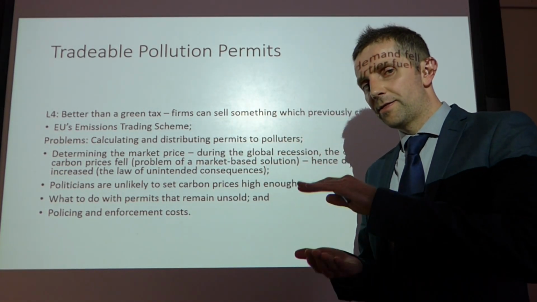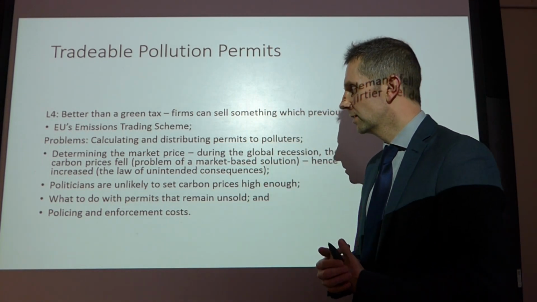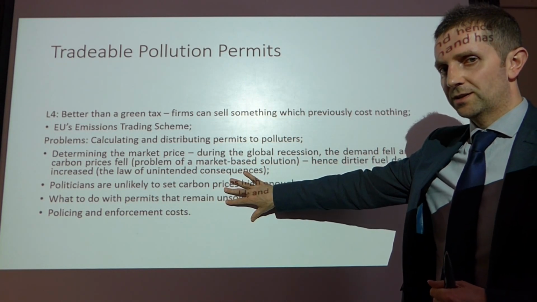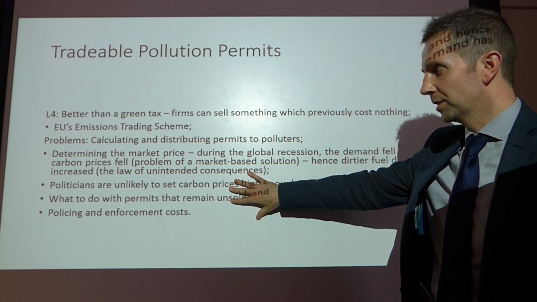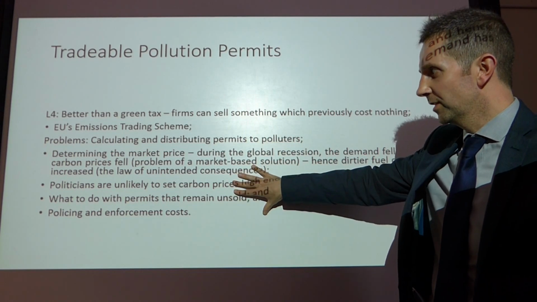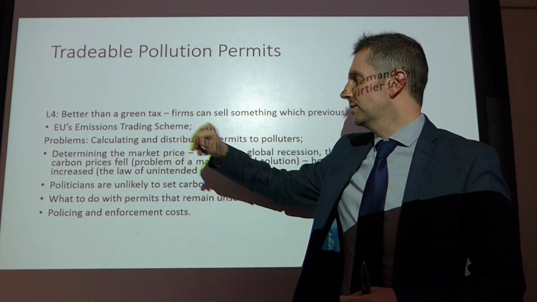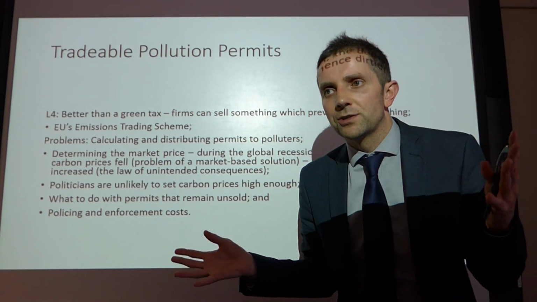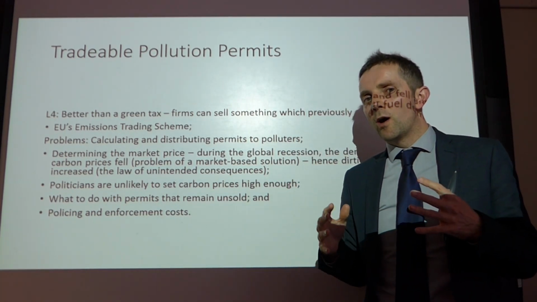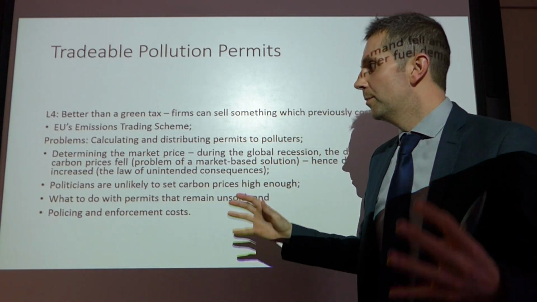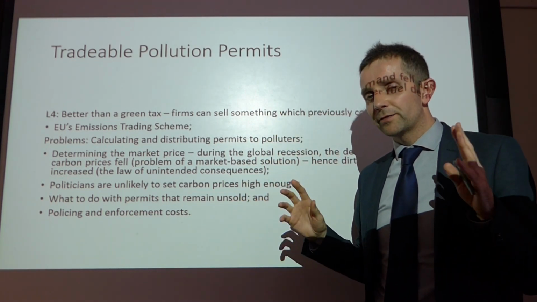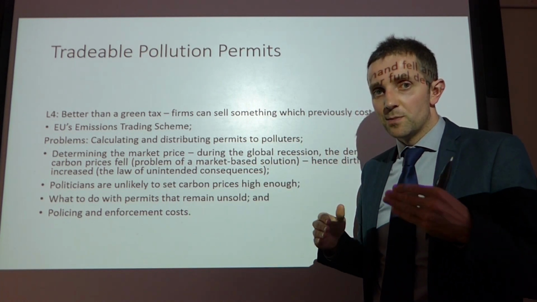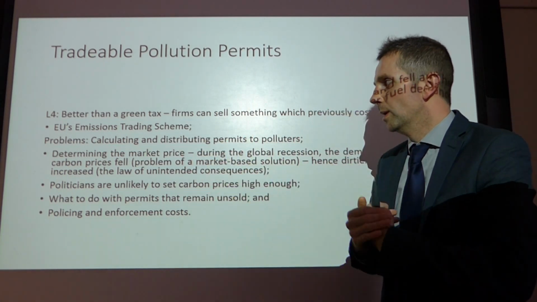This is where you get the 13 to 18 marks for those of you who are doing F581. So I've put a number of evaluative comments here. This is by no means a finite list, so do feel free to include more of your own should you see fit. So point number 1, it's better than a green tax because firms can sell something which previously cost nothing. Previously there was no market for quote-unquote fresh air, but a market's now been created, and so clever firms can exploit that by not using all their permits and selling them on to other firms who need more permits.